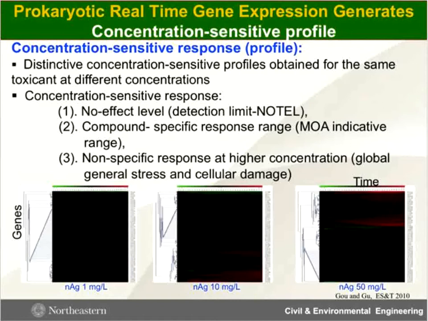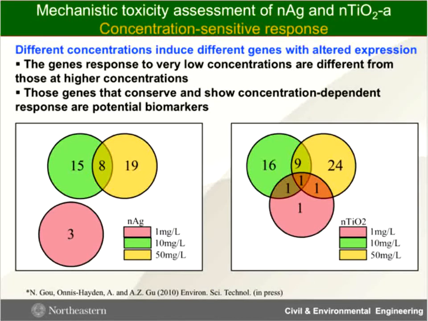So that's the three important messages we learn by observing this with different concentrations. To further illustrate that, this is another figure in a different way to show you the same message. If you look at the left one with nanosilver, at a lower concentration near the threshold, we see three genes have differential change. Then as you increase the concentration, it becomes 15 genes, and beyond that 19 genes, but they're not the same genes. And the genes at low concentration are actually not exactly the same as the ones at higher concentration.